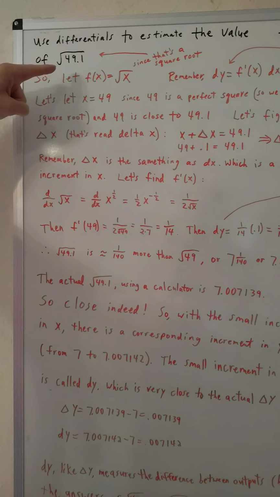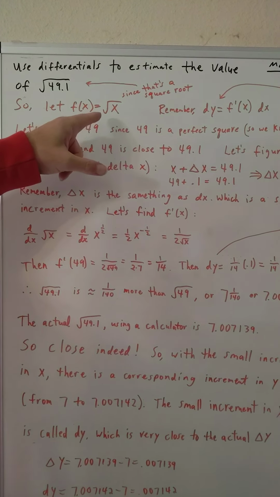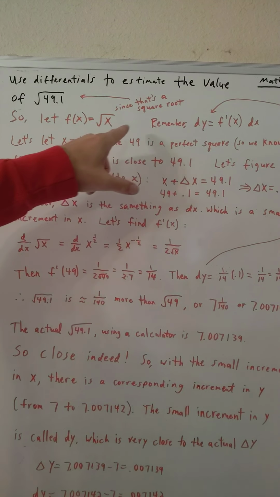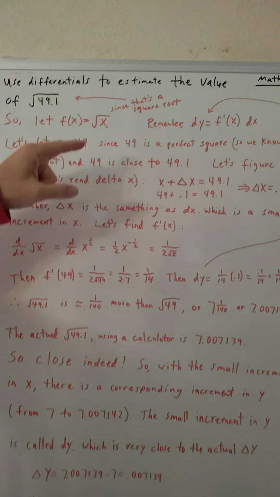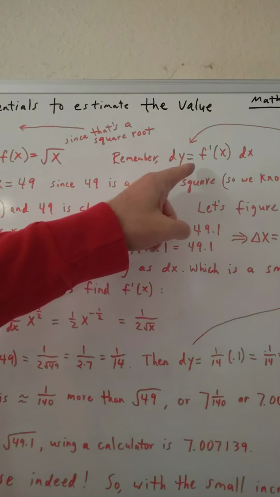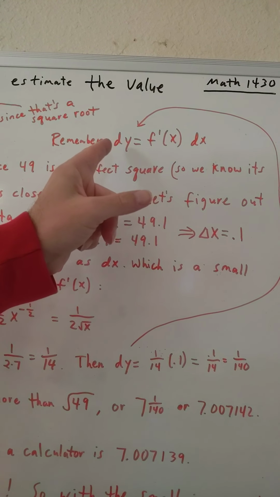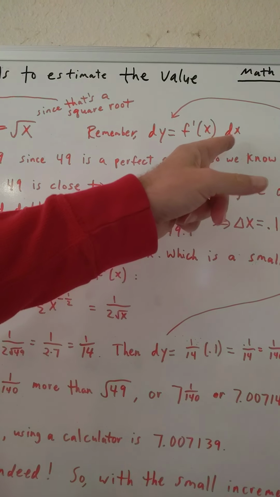Since I see a square root, let f of x equal the square root of x. By the way, if this were a cube root, then that would be a cube root. And let's remember this formula, dy equals f prime of x dx. It comes from dy/dx equals f prime of x, and then you multiply both sides by dx, and you get that.